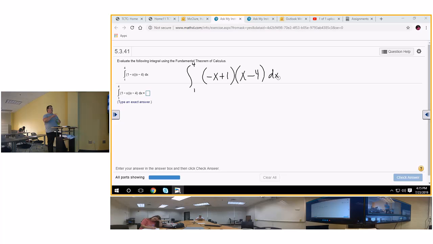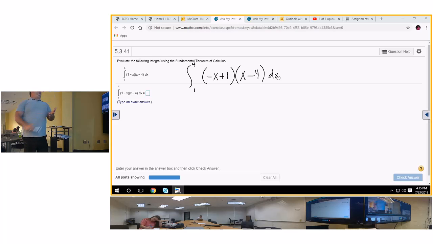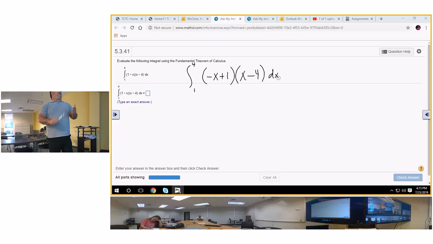Now, if you can do this problem, you can handle 5.3 material. If you do this problem with me and you know how to do it and you're fluent, you're good with 5.3 on the test, because it's got algebra, it's got the power rule, it's got definite integral, and it's got basic math and plugging and chugging. So it's got everything in it.